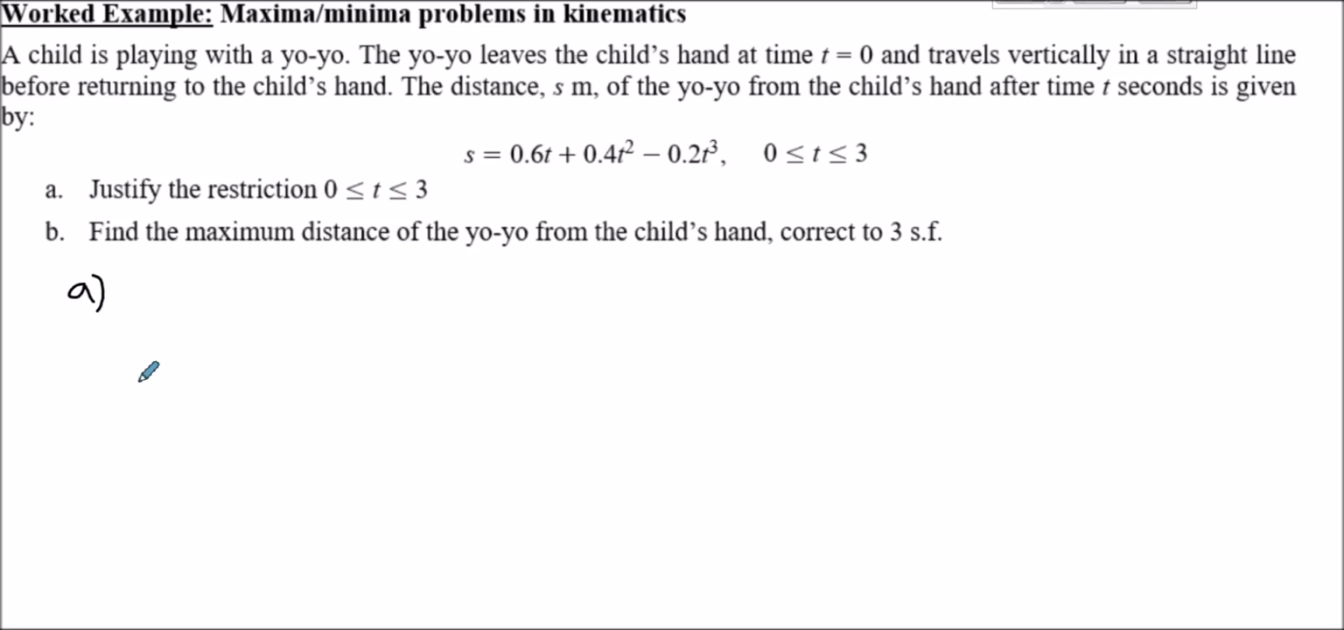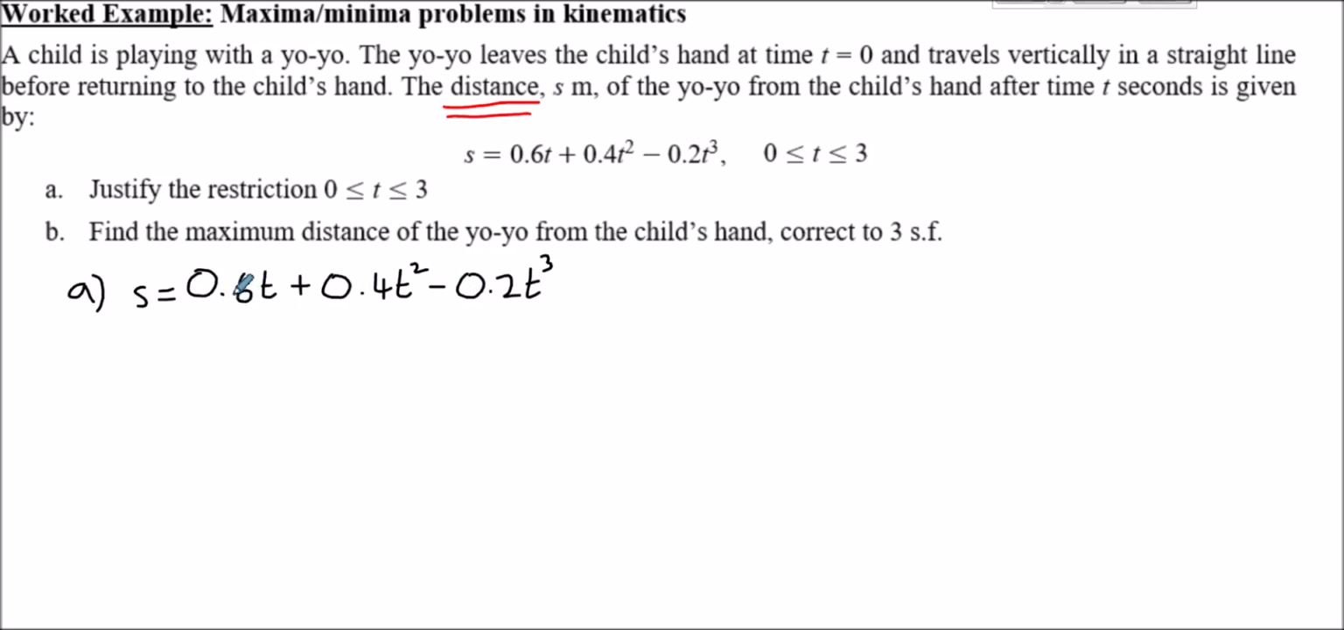So let's have a look at this equation for s, and importantly, s is a distance. It's not a displacement, it's a distance. And a distance, by definition, is non-negative. So that's a big clue here. It's a distance, not a displacement. So if we just write s equals 0.6t plus 0.4t squared minus 0.2t cubed, you should hopefully notice that this has a common factor of t in all terms, and also each term is even-ish.